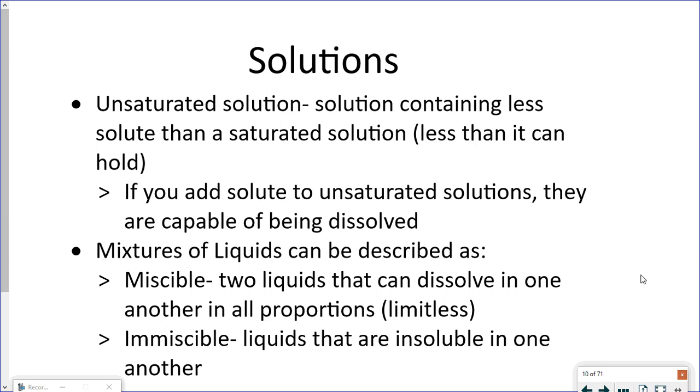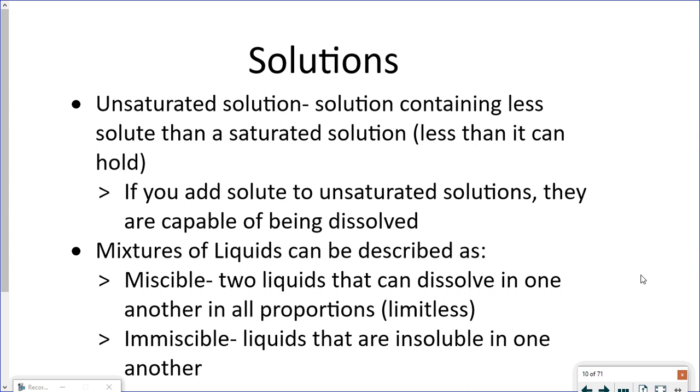We can also have mixtures of liquids as solutions. With these, we may not look at how much can be dissolved, but if they are able to dissolve in one another. So mixtures we look at is either being miscible or immiscible. So if mixtures of liquids are miscible, the two liquids can dissolve in one another in all proportions. So there's not really a limit to how much can dissolve.